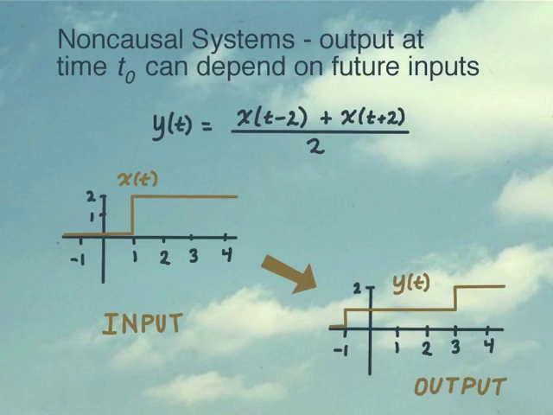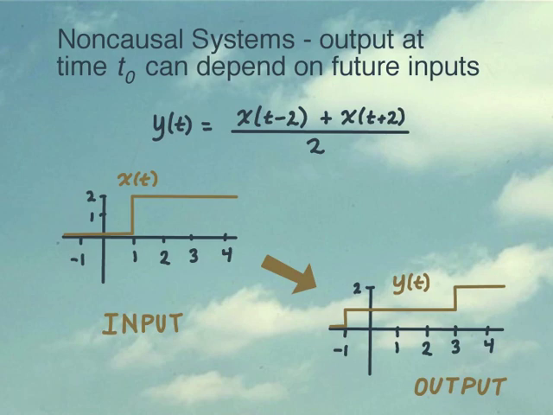In contrast to a causal system, a non-causal system can respond to future inputs. So the output at time t0 can depend upon the input at a time occurring after t0. Here's an example of a non-causal system. Y of t equals x of t minus 2 plus x of t plus 2, divided by 2. What is this system doing?